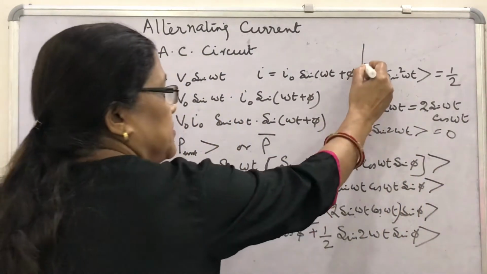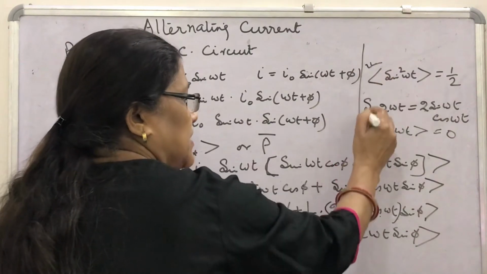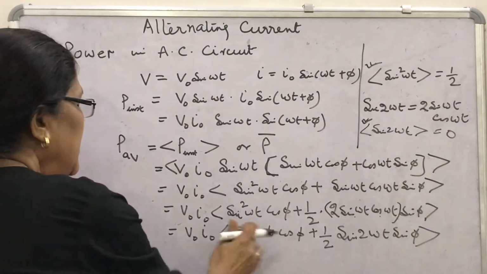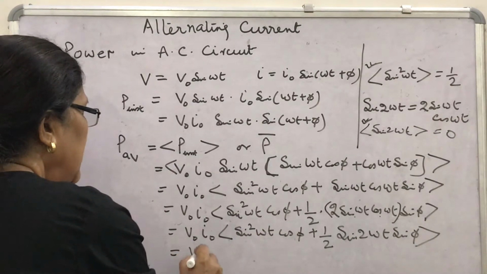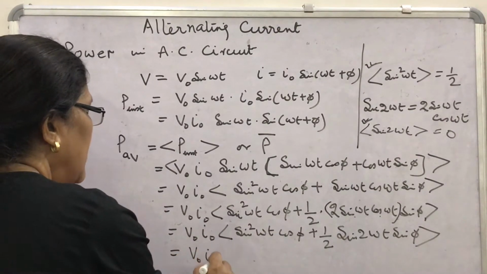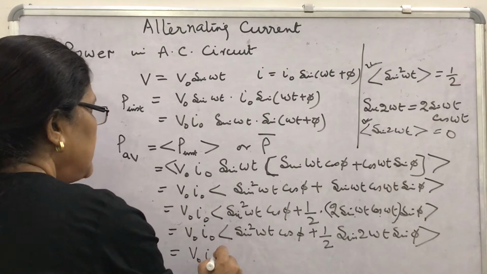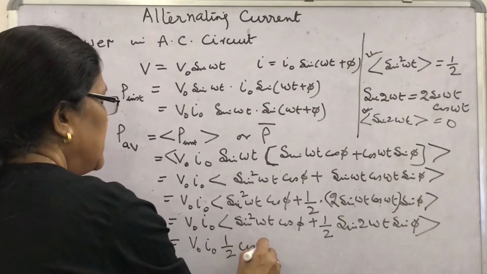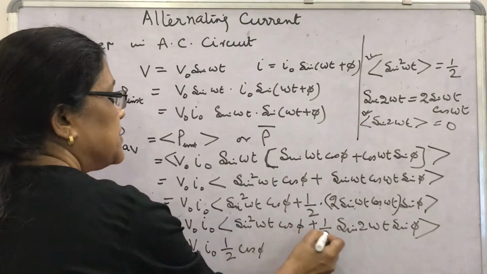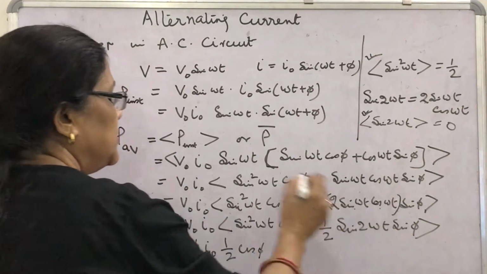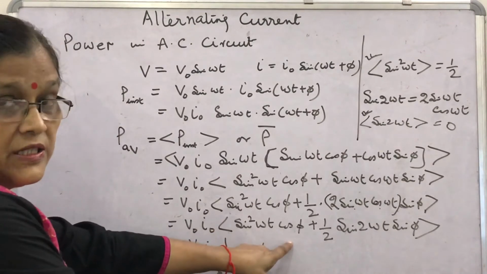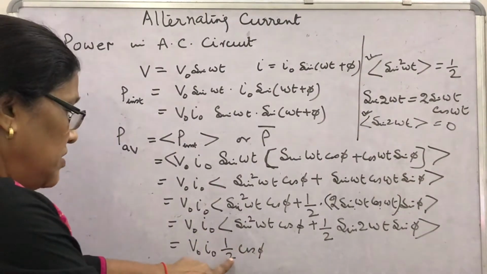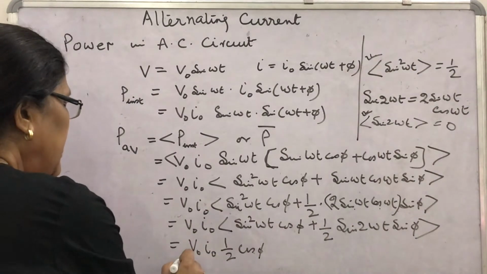So learn these two expressions. This we have discussed in finding RMS value of alternating current. Put here, what you will get here, this V naught I naught half cos phi, because this plus expression will become 0, and cos phi is independent of time, it will remain as it is. Now this half, what can you write this?